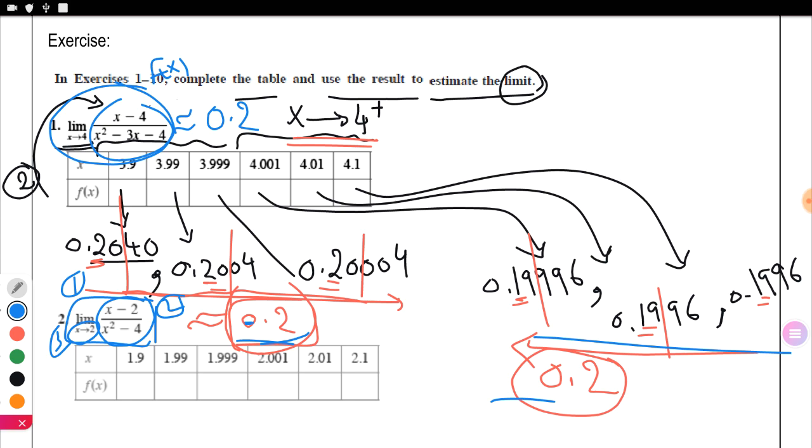Please try to solve your homework. Homework will be question number 2 and question number 3. Just complete the table, round the value of y on both sides, the 3 values at the left and 3 values at the right. Round, and if they're the same, the limit exists, and it will be like them.